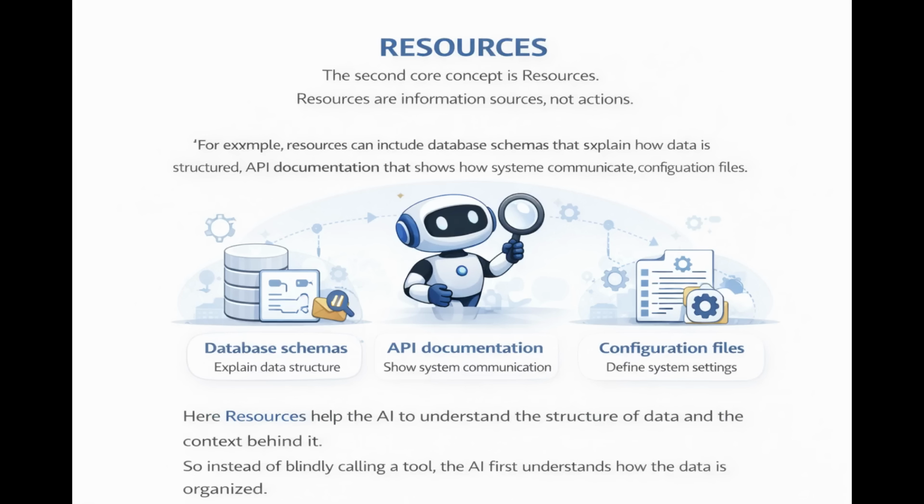The second core concept is resources. Resources are information sources, not actions here. For example, resources can include database schemas that explain how data is structured, API documentation that shows how systems communicate, configuration files that define system settings, and so on. Here, resources help the AI to understand the structure of data and the context behind it. So instead of blindly calling a tool, the AI first understands how data is organized.